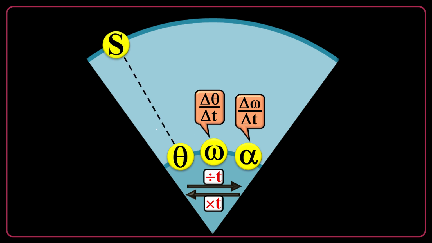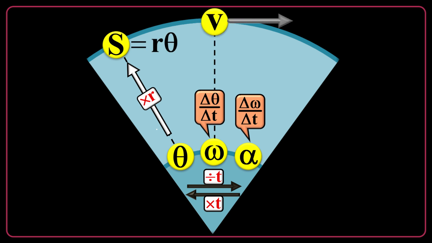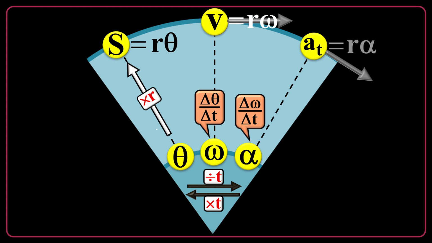Okay? And let's use the elevator. The elevator takes us from the orbital motion, circular motion, to the linear motion. As I told you, S must be r theta, same map. V must be a vector tangent to the circle, and the magnitude is r omega, using the same elevator. And now we have tangential acceleration. Using the same elevator, tangential acceleration is r alpha. Again, tangential acceleration is a vector tangent to the circle.